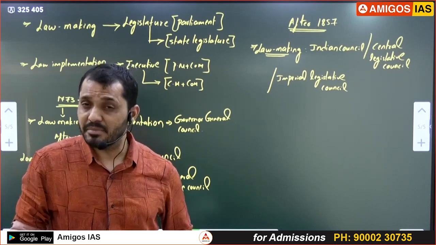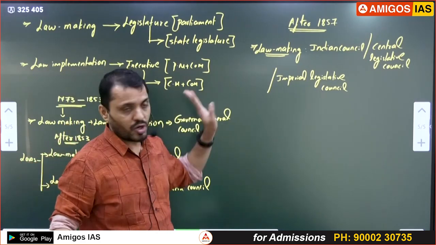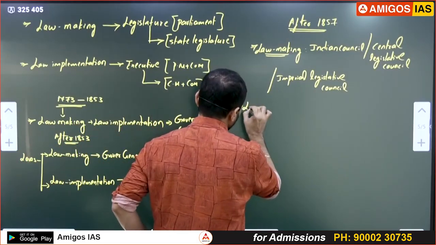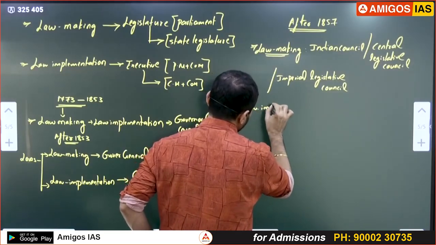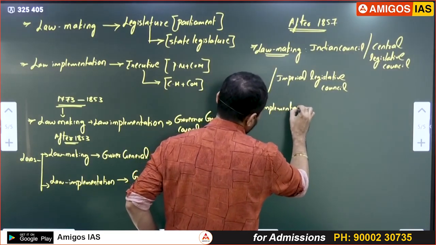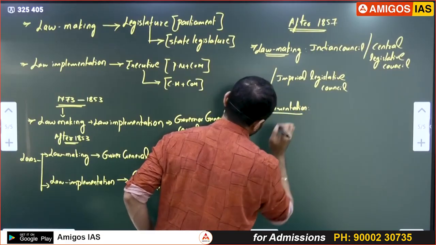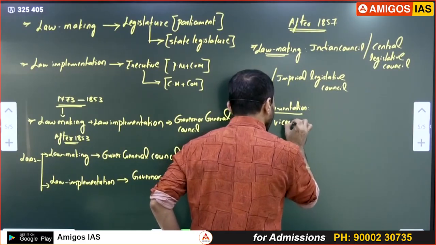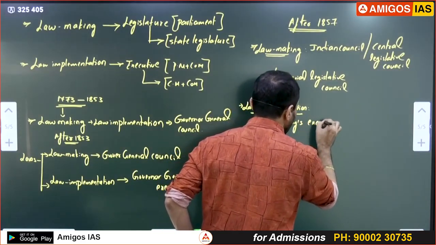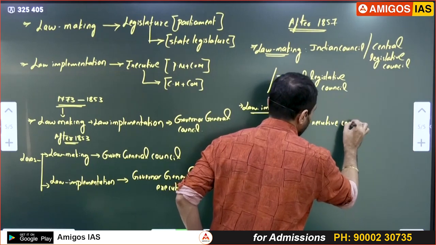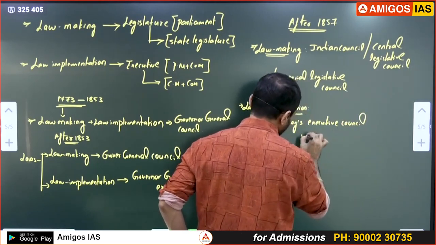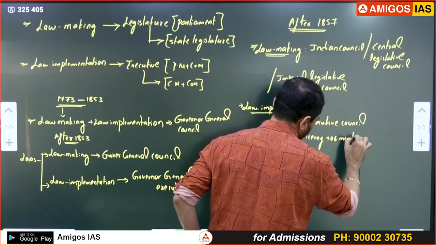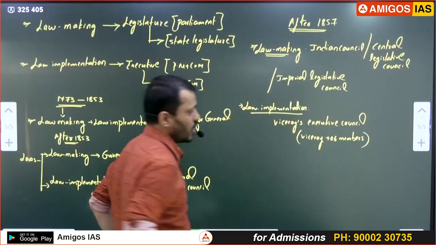Okay. So Indian Councils Act means what? Indians into lawmaking bodies from 1861. What about the law implementation? Previously, we used to call the law implementing body the Governor General Executive Council. Now we are calling it the Viceroy's Executive Council. That means the Viceroy plus 6 members used to be there. Okay, they used to implement laws.